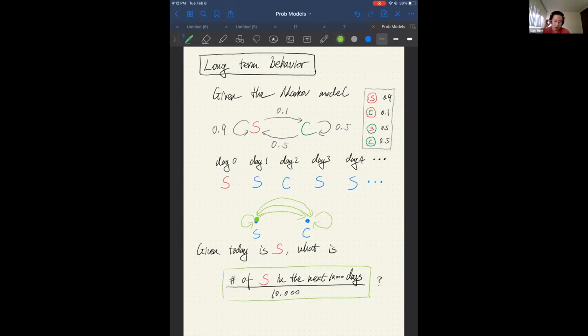Now, one of the most important quantities that we want to figure out is the following. Let's say today, at day 0, it's a sunny day, and we want to look at this ratio: the number of sunny days in the next 10,000 days, normalized by 10,000. So it's going to be a number between 0 and 1.